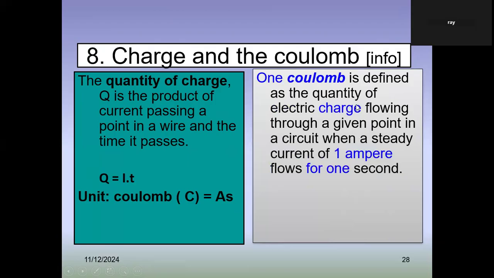So 1 Coulomb is defined as the quantity of electric charge flowing through a given point in a circuit when a steady current of 1 ampere flows in 1 second. That means we put 1 ampere times 1 second, no? Because 1 Coulomb is 1 ampere 1 second.